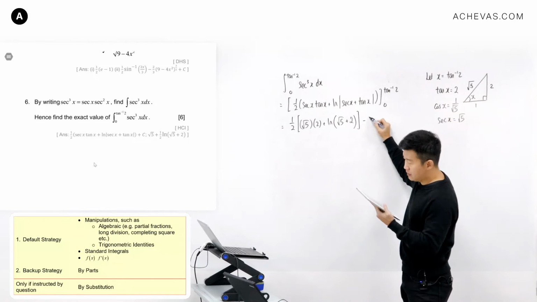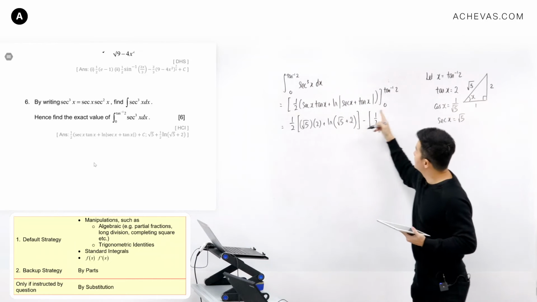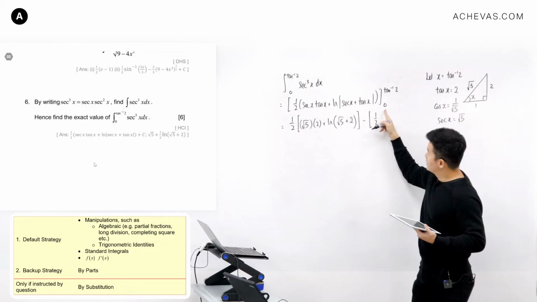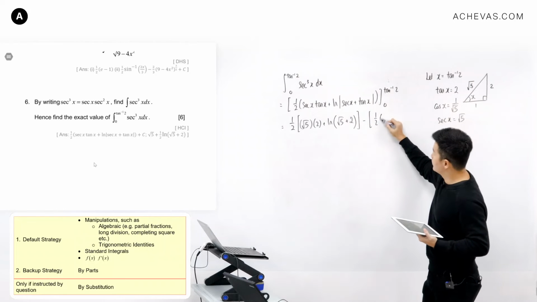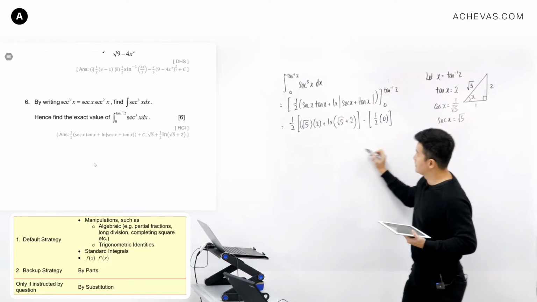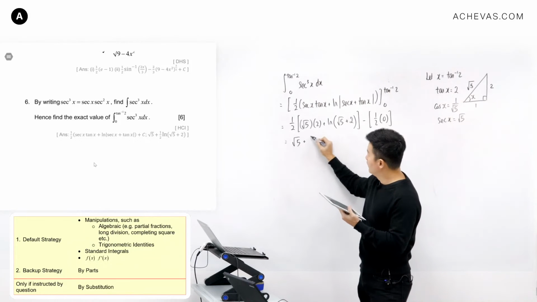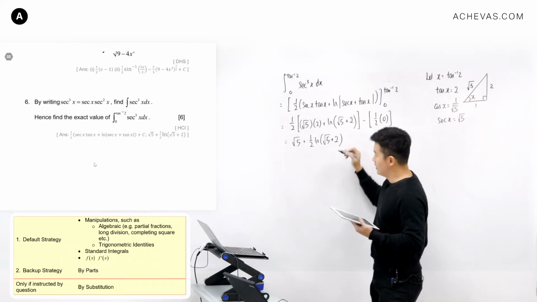Then minus away, we have half of this. If I were to substitute this in, tangent 0 is already 0. And if I were to substitute this in, tangent 0 is 0 and secant 0 is 1. So ln 1 is 0. So here I'm going to be left with just a 0. So my final answer is going to be this times this is square root of 5 plus half of ln of square root of 5 plus 2.